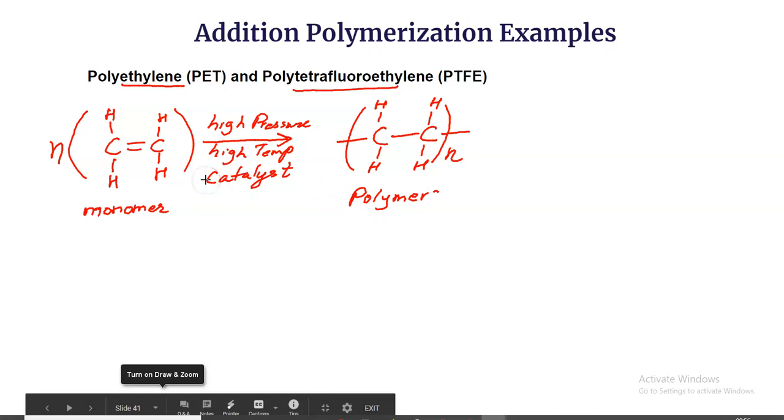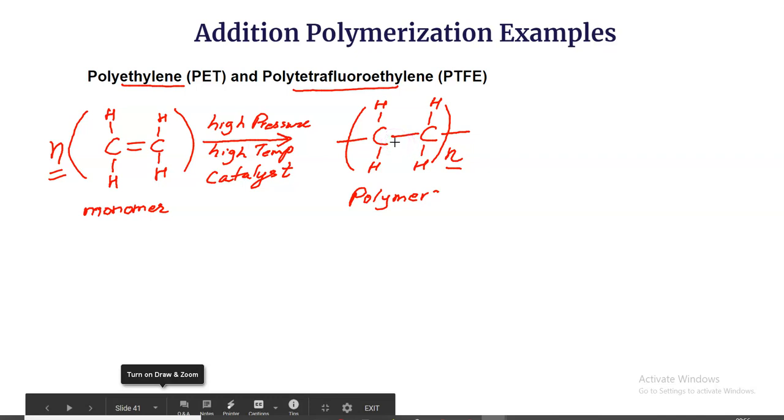Okay, so you remember that number n. It doesn't have to be a specific number. Remember to put your monomer in parentheses. Remember to put the high pressure, high temperature, catalyst conditions, and then you get your polymer. Make sure that n is down as a subscript here, and you converted all your double bonds into single bonds. That's how you set up a reaction.